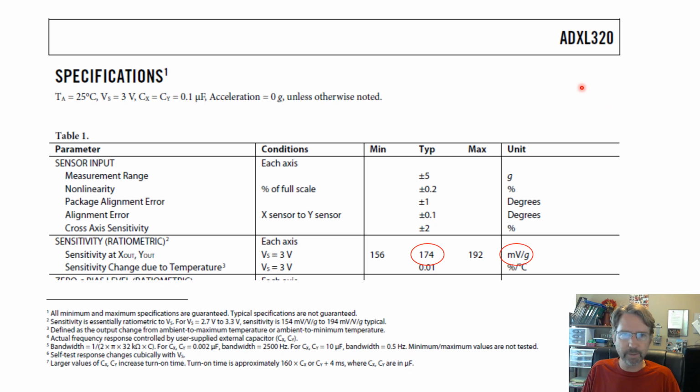And the accelerometer, the ADXL320, 174 millivolts per G. And again, there's a range here, which is why if you've ever flown a little quadcopter drone, you always have to calibrate the accelerometers by turning it over and letting it sit for a minute, usually, to calibrate these kinds of things.